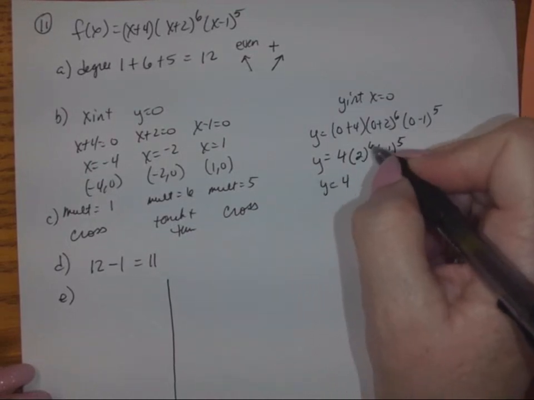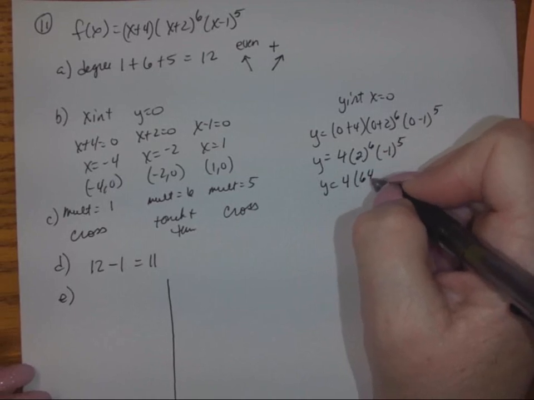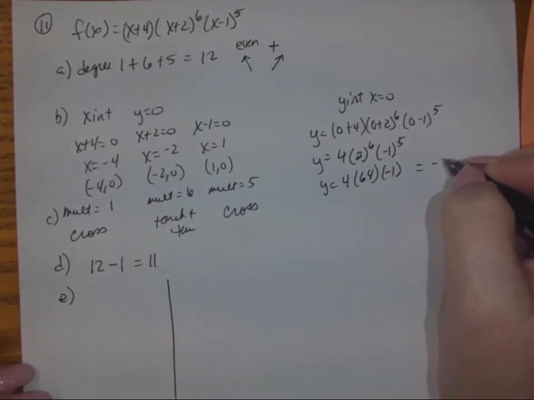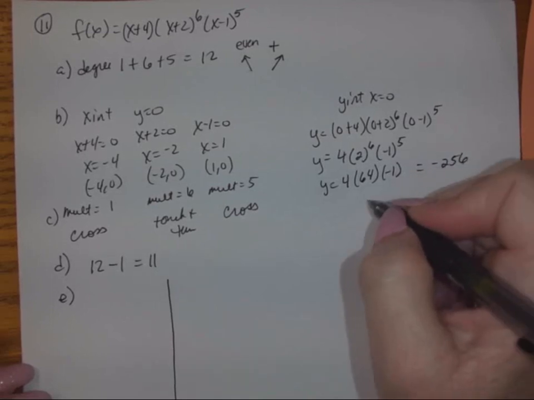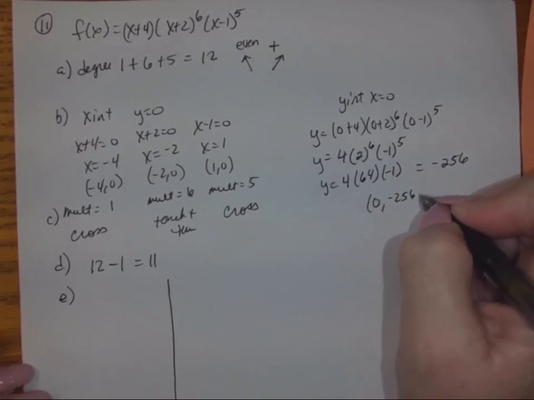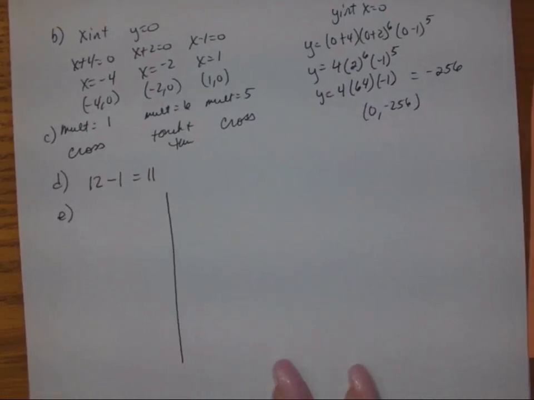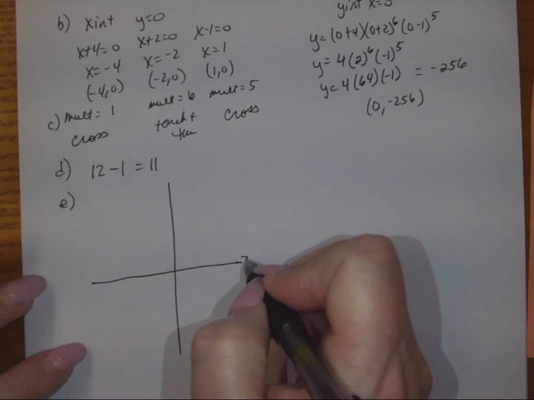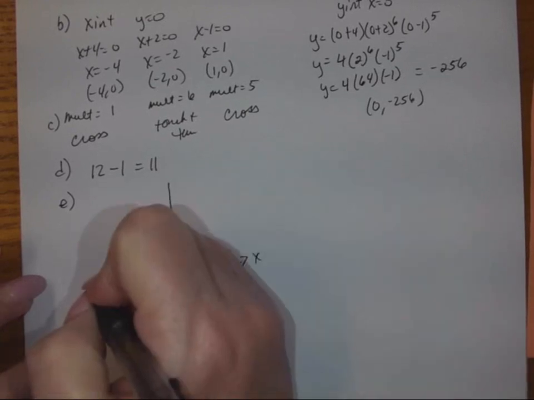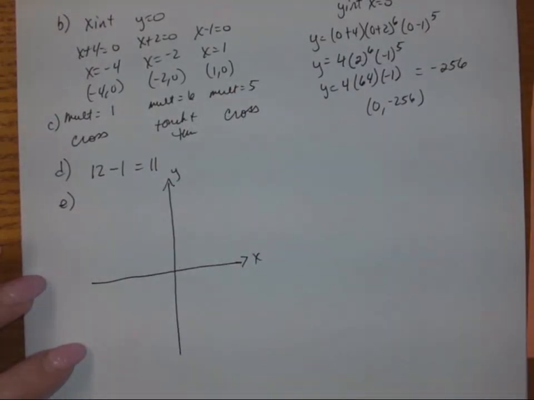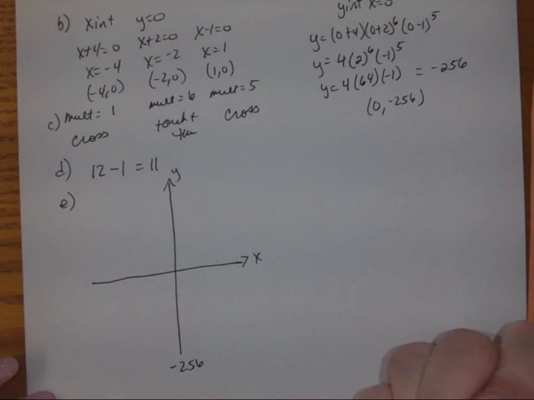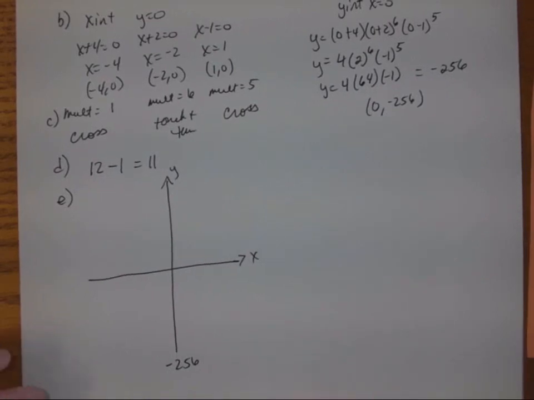So it would be 4, 2 to the 6th would be 64, and negative 1 to the 5th is negative 1, and that will get us negative 256. So 0, negative 256. Now, we're not going to make 256 hash marks. What we're going to do is do our x and do our y. And we need a few hash marks, but we don't need negative 256. So we're going to put negative 256 down here, and we'll come catch it down there.